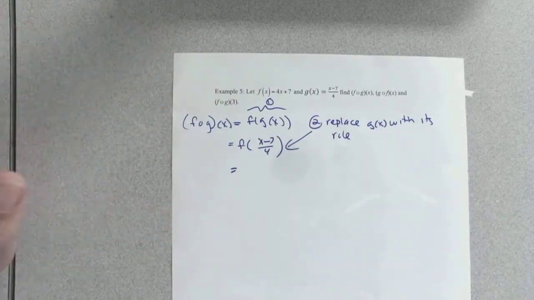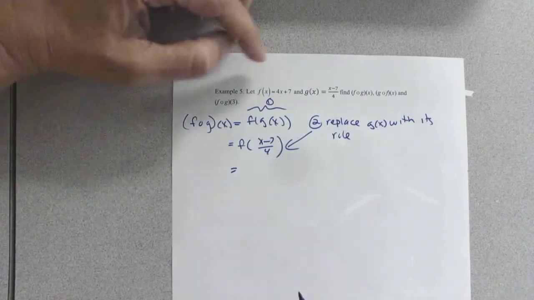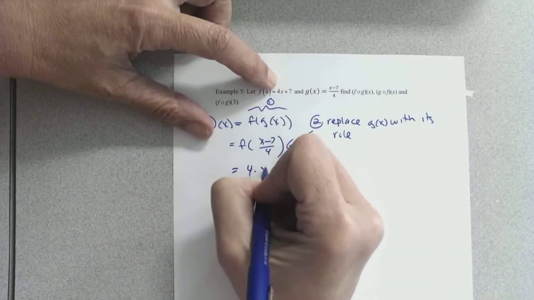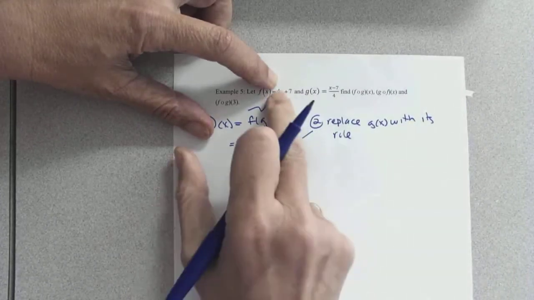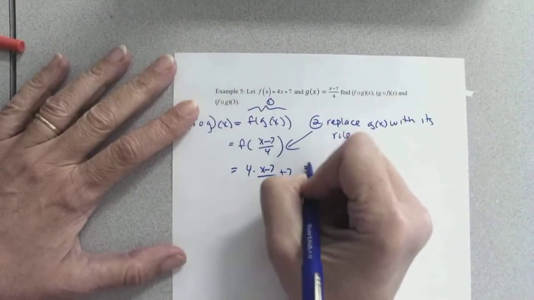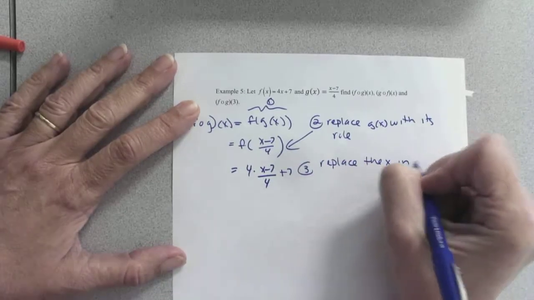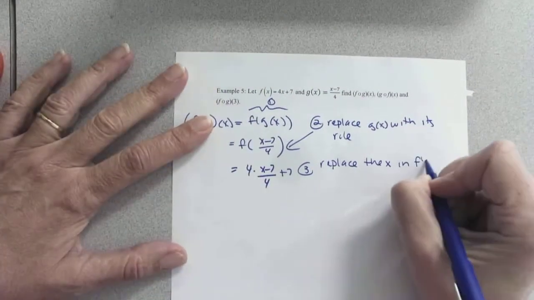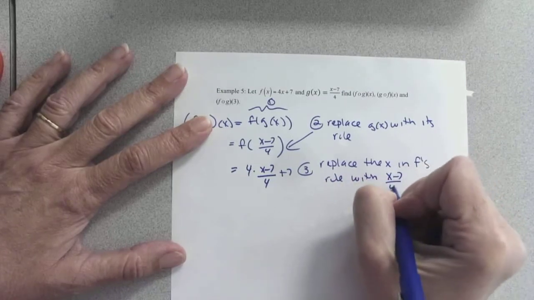Then my third step, use f's formula, but replace the x with whatever I have in parentheses. So there's f's formula right there, so 4. Then do the replacement, x minus 7 over 4. Replacing the x with whatever I have in parentheses, then the rest of the formula plus 7. So step 3, replace the x in f's rule with x minus 7 over 4.